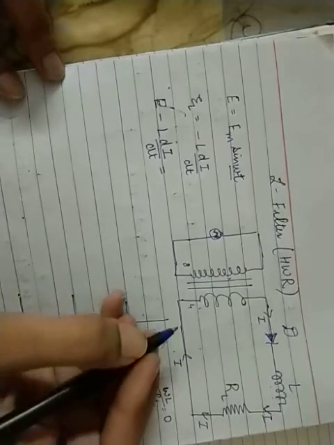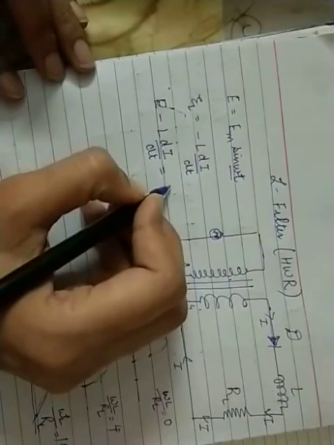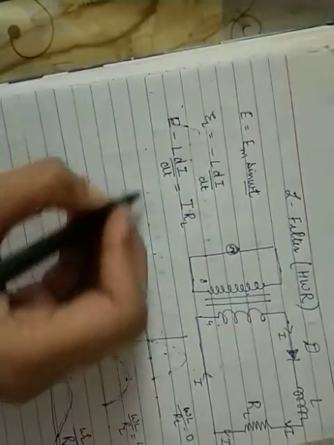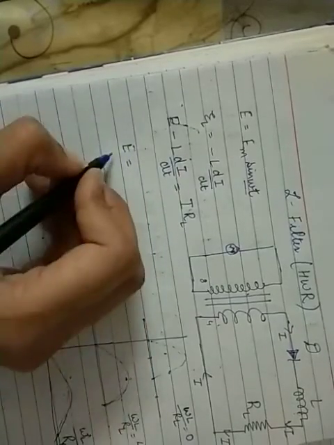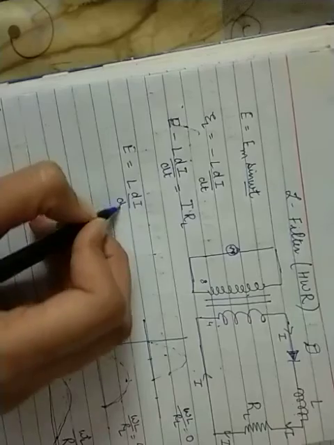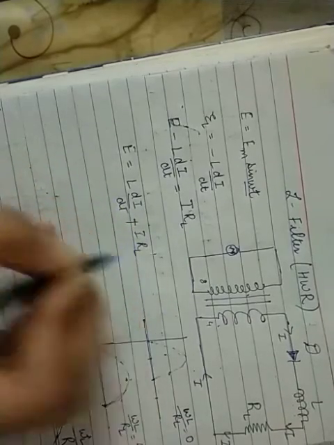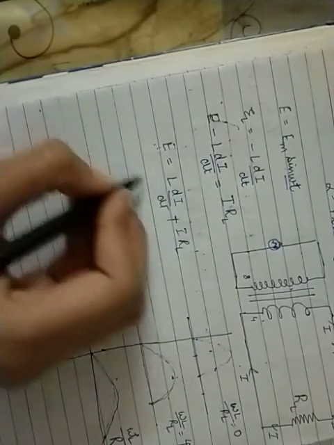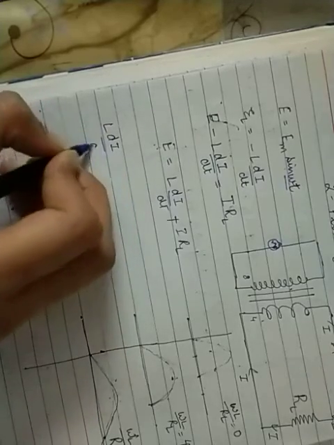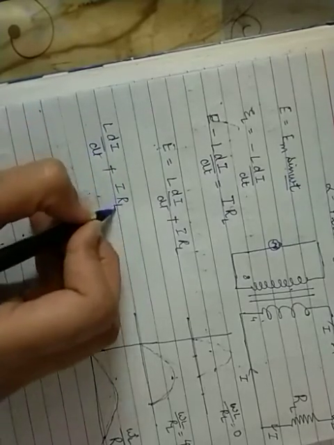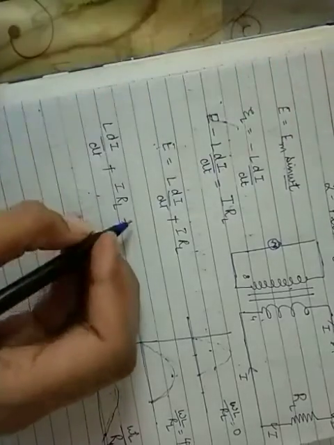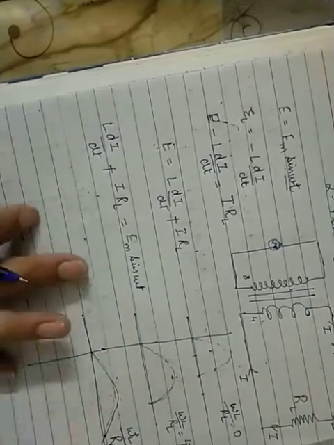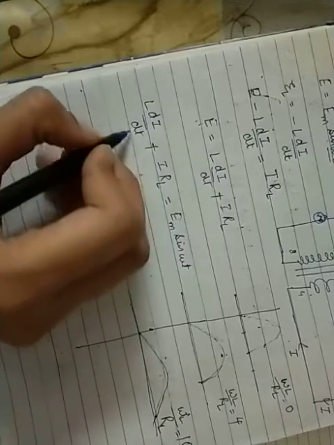So we can write this as I RL, and from that we have the value of E as L di by dt plus I RL. Then I can fill this value over here, and I will have L di by dt plus I RL equal to E, and that is equal to Em sine of omega t. So you can see that this is a simple differential equation of the first order.